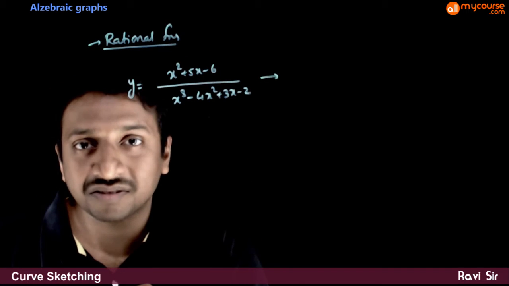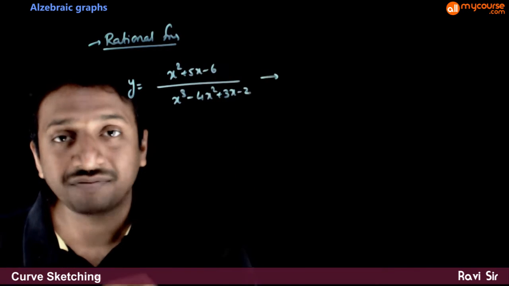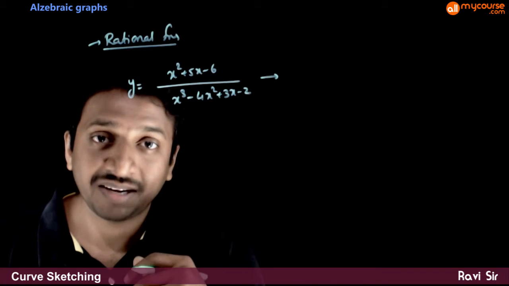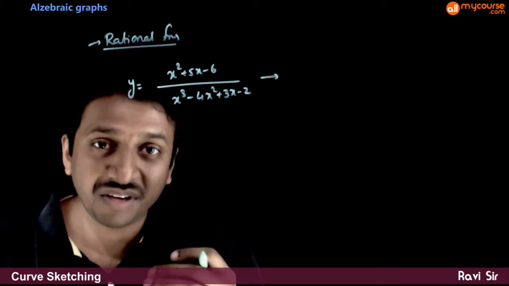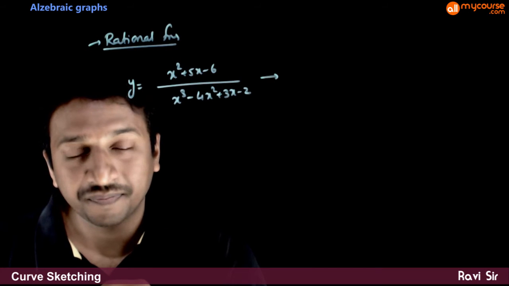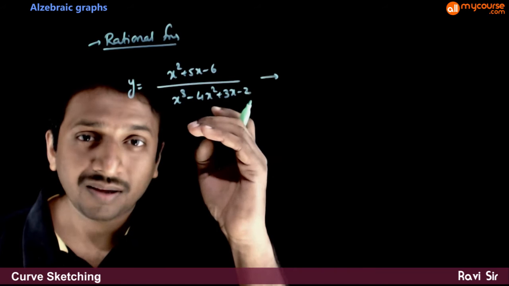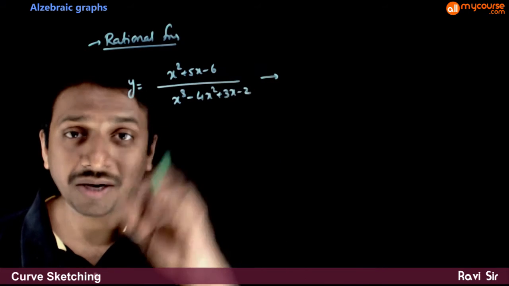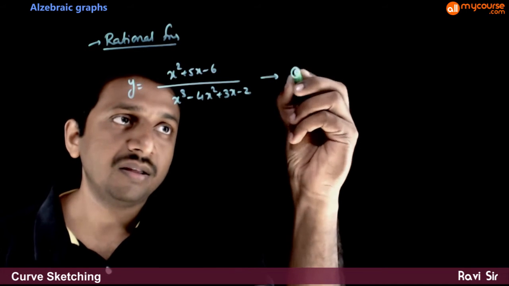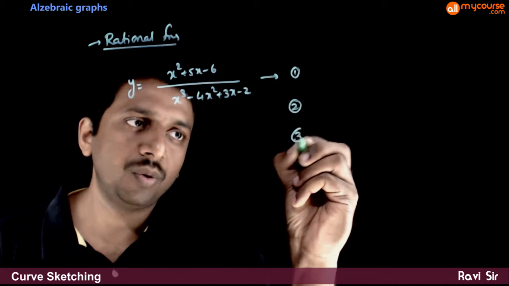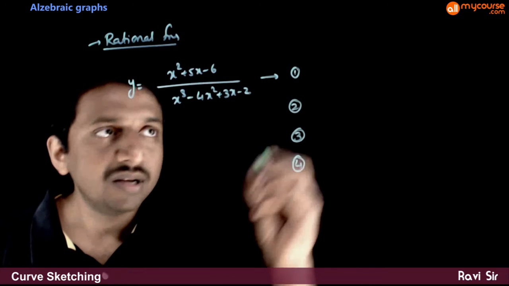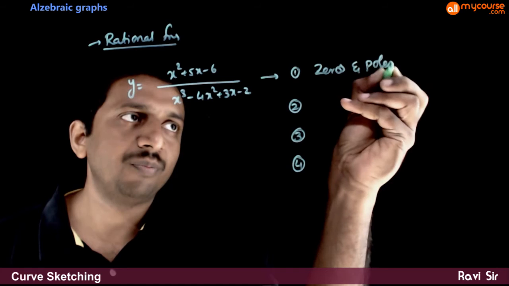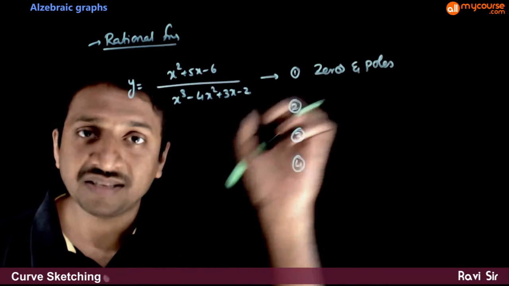these rational functions, drawing of graphs of these rational functions, is a topic in itself. So it has been extensively discussed in the topic of wavy curve for rational functions. So the rational functions can be plotted very easily using the 4 steps: 1, 2, 3 and 4. First is zeros and poles. First find zeros and poles.